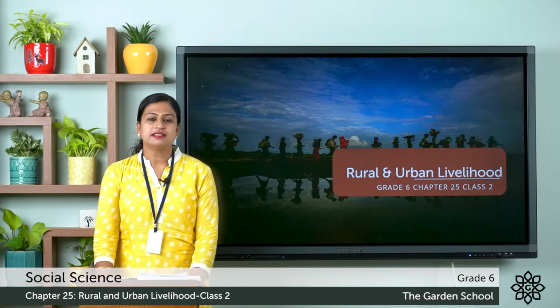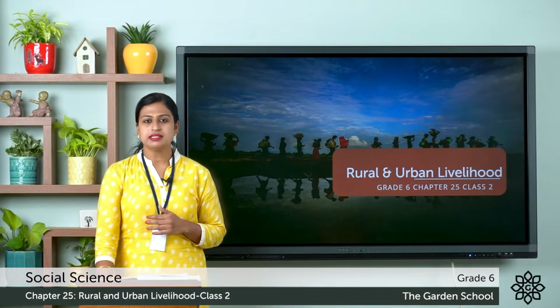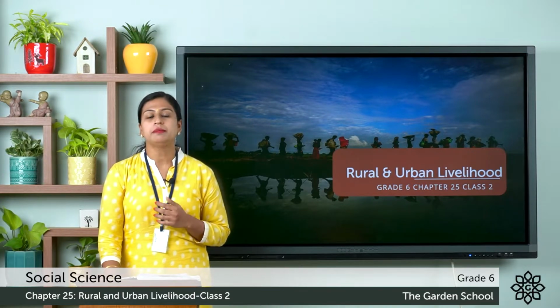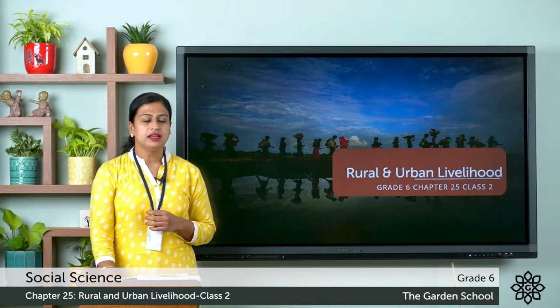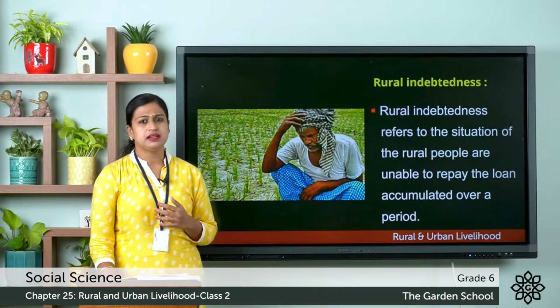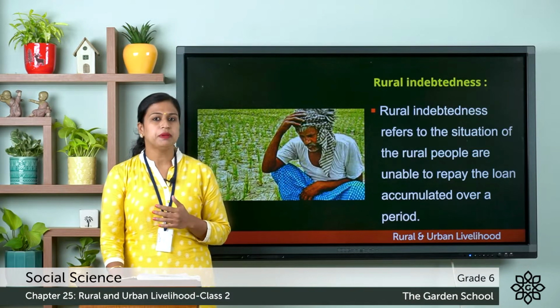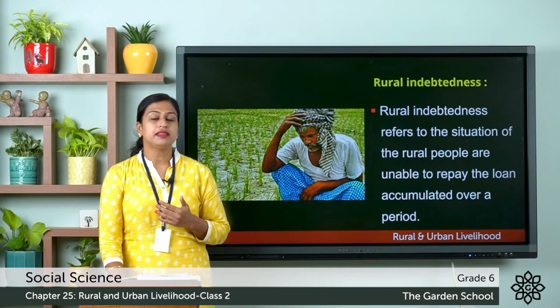In the previous class, we discussed rural livelihood. In this class, we will be discussing urban livelihood. But before that, let's understand the meaning of rural indebtedness. Here, it refers to the situation where poor people are unable to pay their loan.